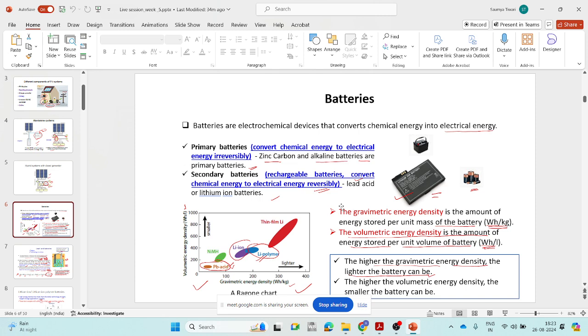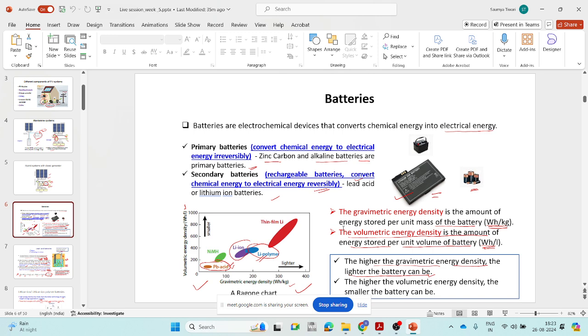And secondary batteries are rechargeable batteries, so they can convert chemical energy to electrical energy reversibly, like your lead acid batteries used in your household, or a lithium ion battery. So there are two important terms when we talk about batteries. One is the gravimetric energy density, and another is the volumetric energy density. So it tells us basically about the weight and compactness of the battery. So what we require is very lightweight and compact batteries, right?